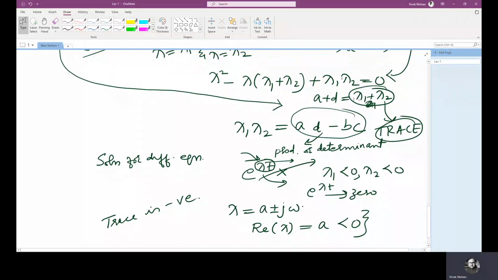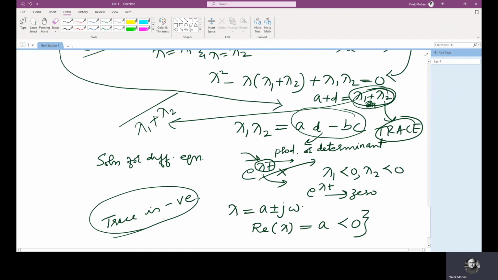Lambda 1 plus lambda 2, and both are negative. So trace is negative for a stable system, right? Now what about product? Both are negative, lambda 1 and lambda 2, so product will be positive. So product will be positive and trace will be negative if both eigenvalues are negative, and that is a condition for stability. So basically, negative trace satisfies stability, and positive product also satisfies stability. Okay.